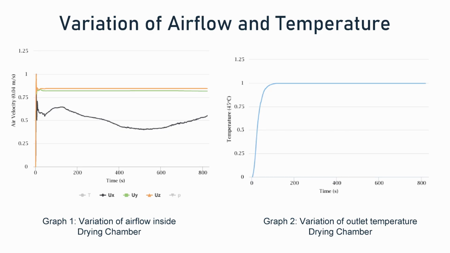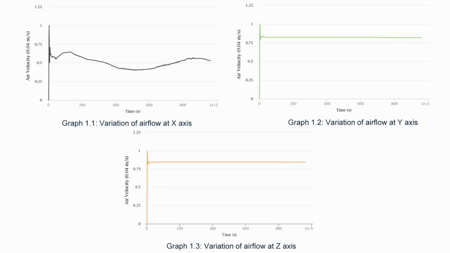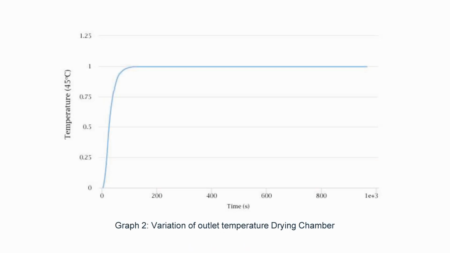Here are two graphs with the result of the simulation of heated airflow inside the drying chamber. Here the first one is of airflow in the x, y and z directions. Air enters along the z direction and exits along the y axis. It shows very little fluctuation of air velocity throughout the inlet and outlet zone. And the second one is the temperature variation graph through the outlet. It takes a few seconds to reach its uniform level, and it shows very negligible fluctuation of temperature level, which ensures uniform temperature throughout the drying chamber.